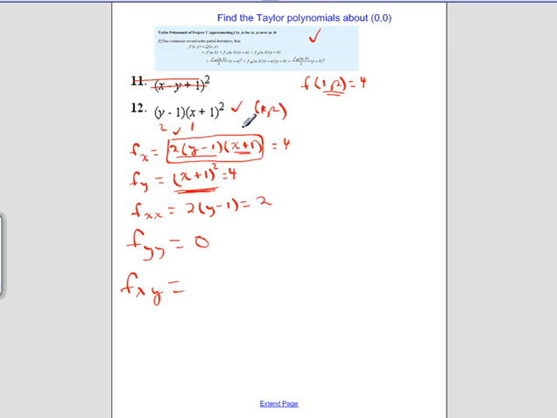And f partial xy, what we're looking at is how this changes as y changes. So 2 is a constant, x plus 1 is a constant. The derivative of y minus 1 is just 1. So this ends up being 2 times x plus 1. And if we plug in our point, we get 4.